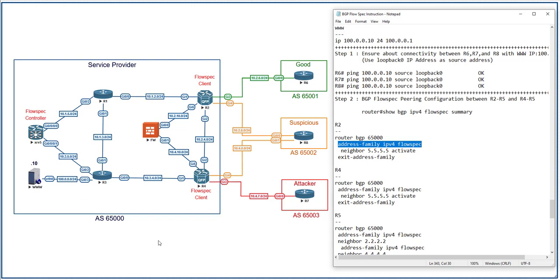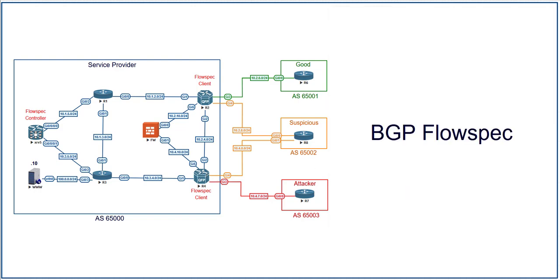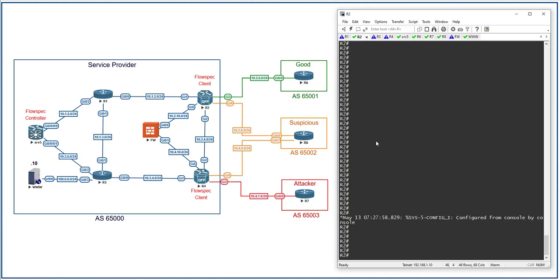Because we have iBGP neighborship between router 5 and router 2, and also router 5 and router 4 for IPv4, you need to enable address family IPv4 Flowspec between router 2 and router 5, and also router 4 and router 5. We have iBGP neighborship between router 2 and router 5 only for the IPv4 address family, not IPv4 Flowspec. Let me show you here. In router 2, we can check show BGP IPv4 unicast summary.